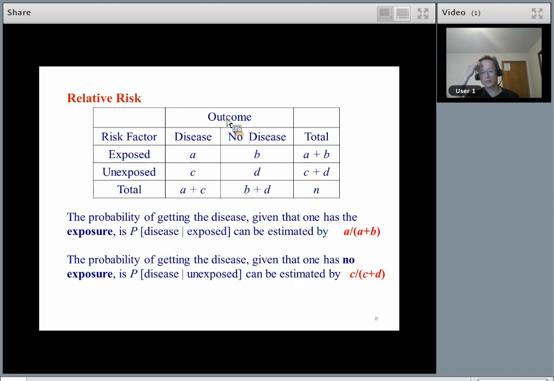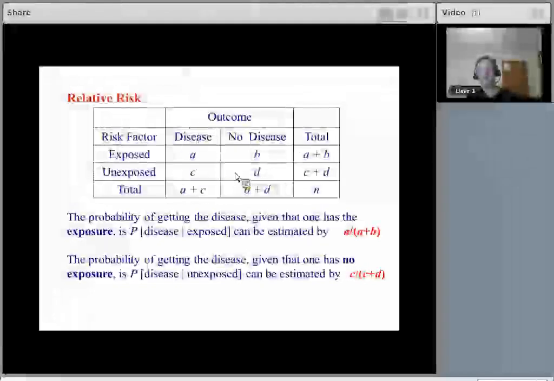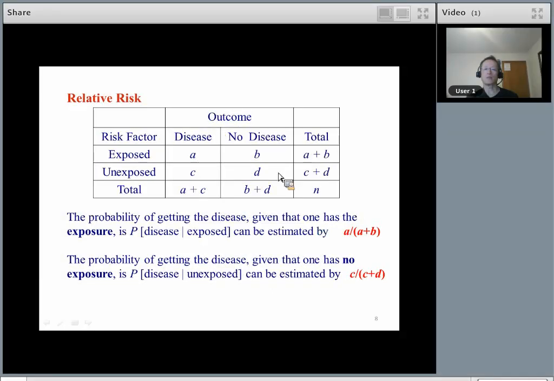So here I try to give you the formula for it. I use A, B, C, D to denote the frequencies. This is a contingency table, and we have a column variable, the outcome variable. The first column is disease, the second column is no disease. And we have a risk factor. The first row is exposed to the risk factor, and the second is not exposed to the risk factor. So we have these frequency distributions. A plus B is the total number of people who were exposed. C plus D is the total number of people who are not exposed.